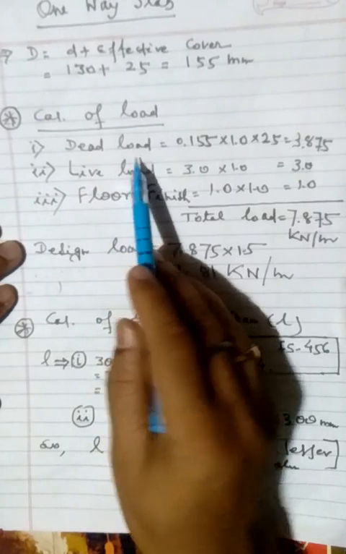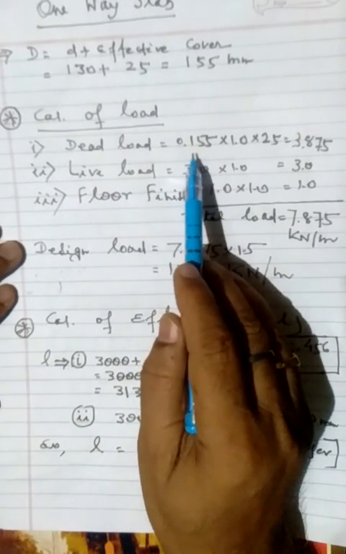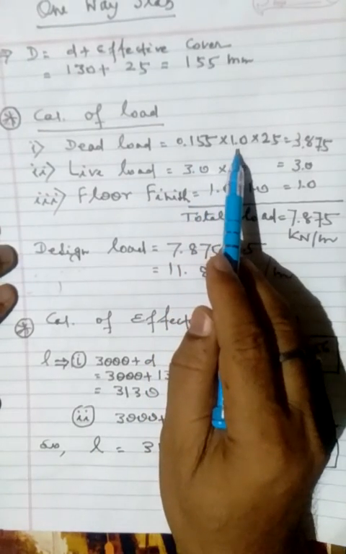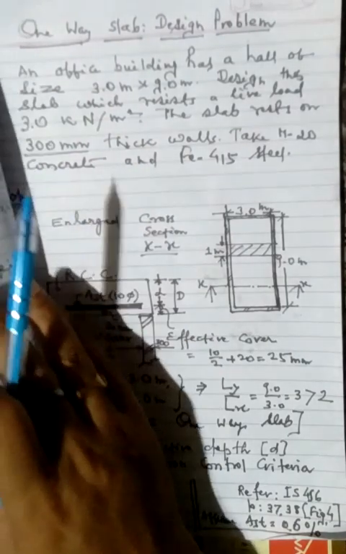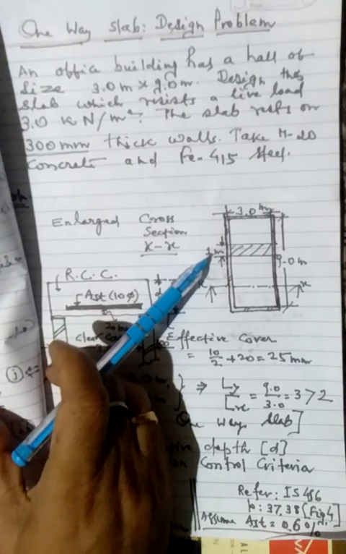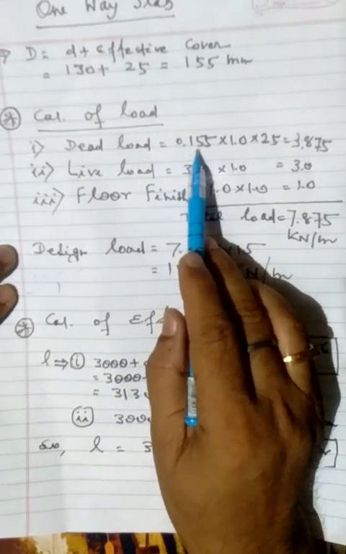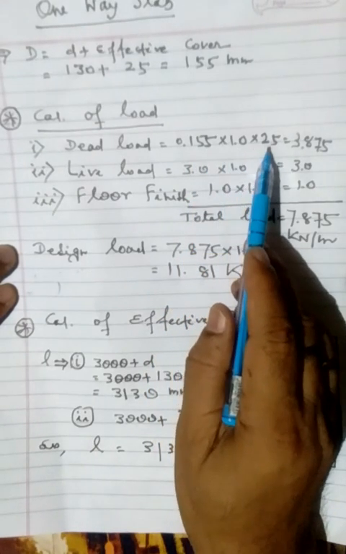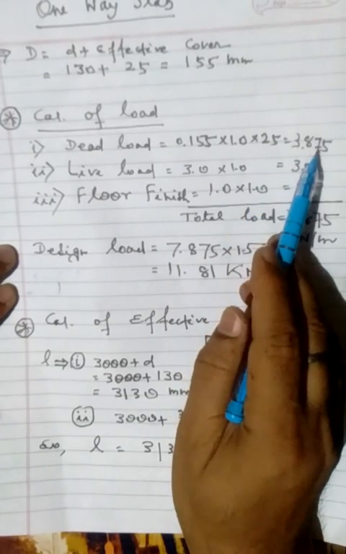So dead load of the slab would be the total depth of the slab, capital D, in meter 0.155, into the 1 meter width of the slab. We generally take in case of one-way slab, that is, we design a one-way slab for 1 meter width, and from this concept 0.155 multiplied by 1 multiplied with the density of RCC 25 kilonewton per meter cube, we get 3.875 kilonewton per meter.